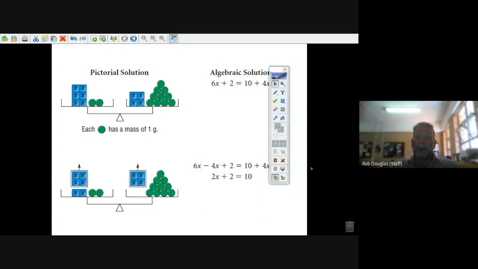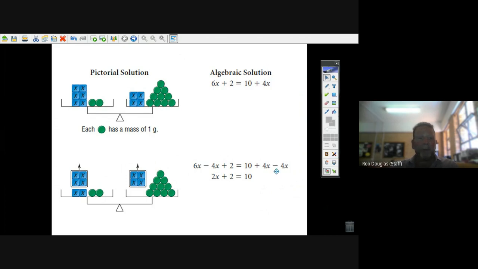We're going to look at balancing equations, but we're going to use a picture and a balance scale to help us visualize what's going on. If you have an equation like 6x plus 2 equals 10 plus 4x, well, if these two things are equal, we could pretend that this was a balance. And the x's, here they are in boxes. So we've got a pictorial solution here.